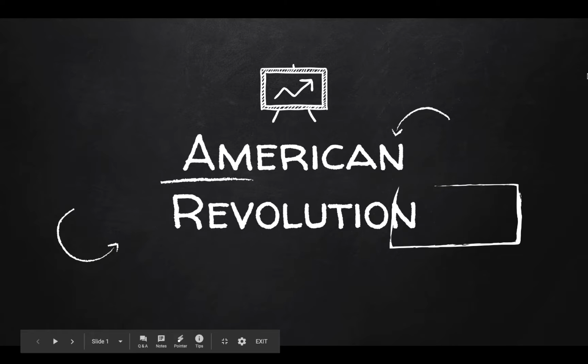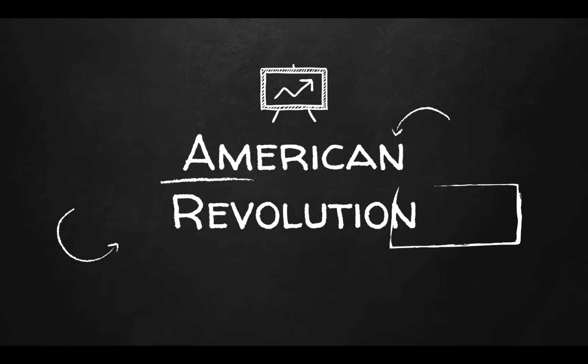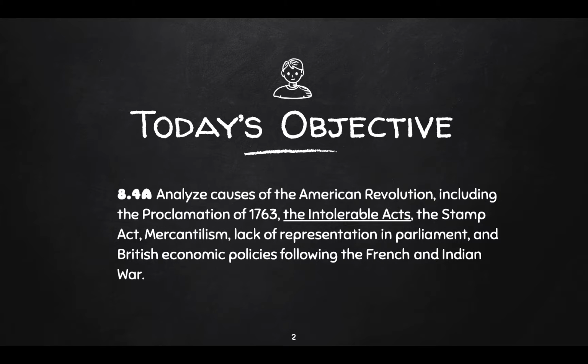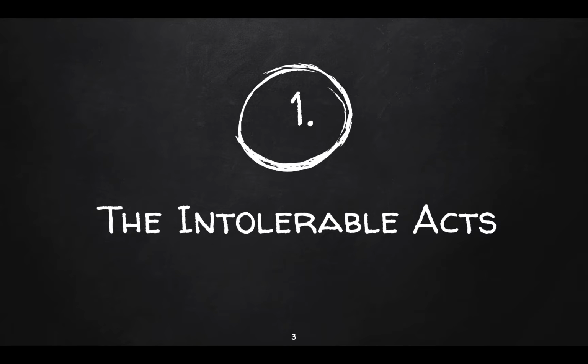Good morning, class. Today we're going to continue our learning on the American Revolution. The topic we're going to focus on today is to analyze the causes of the American Revolution, including the Proclamation of 1763, the Intolerable Acts, the Stamp Act, mercantilism, lack of representation in Parliament, and British economic policies following the French and Indian War. Let's get started.